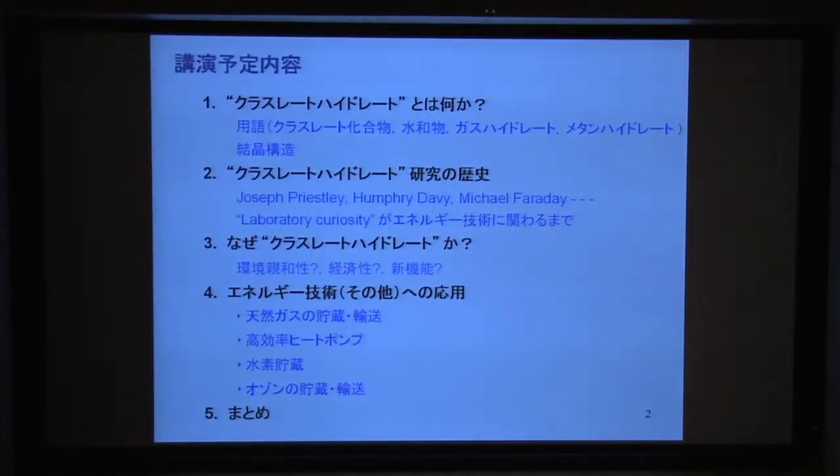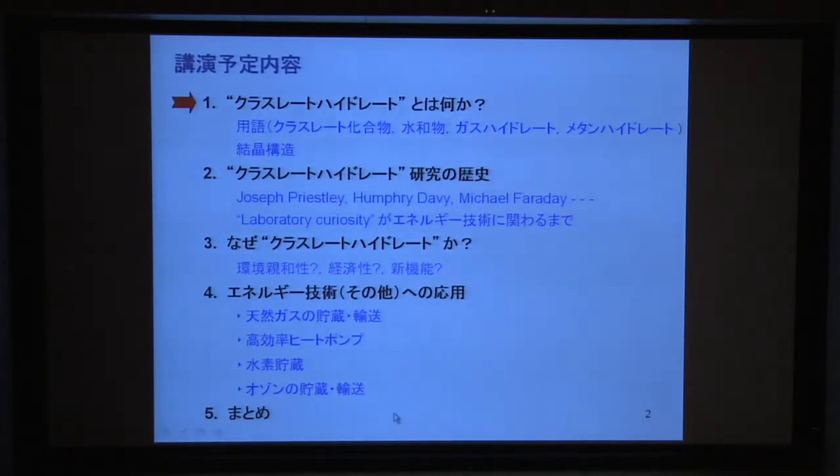So in my presentation, of course, there has been mention of words such as clathrate and hydrate, but I would like to start by explaining what is the clathrate hydrate, the definition, and how the crystal structure is made. And for the clathrate hydrate, what kind of research and studies have taken place, the history, and why we are now paying attention to clathrate hydrate. Especially for application to energy and technology, what kind of expectations we have and what we have done so far is something that I would like to cover today.